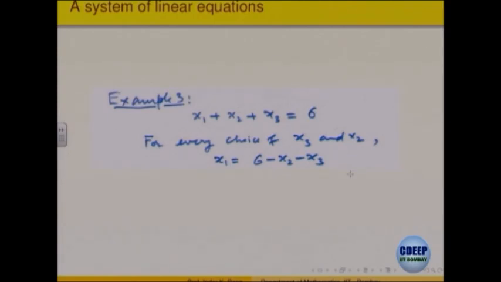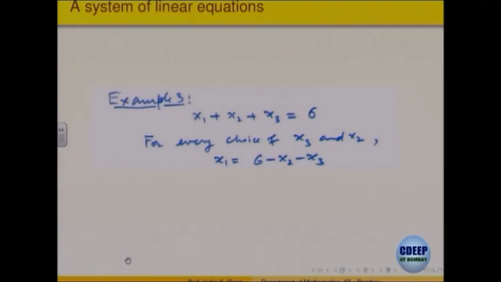That means x1 can be determined in terms of the values of x2 and x3, and x2 and x3 are free to choose any values. If I put different values for x2 and different values for x3, I get a different value for x1. So, x2 and x3 can take an infinite number of values, which means x1 also has an infinite number of values, and the system has an infinite number of solutions, which we are verifying algebraically.